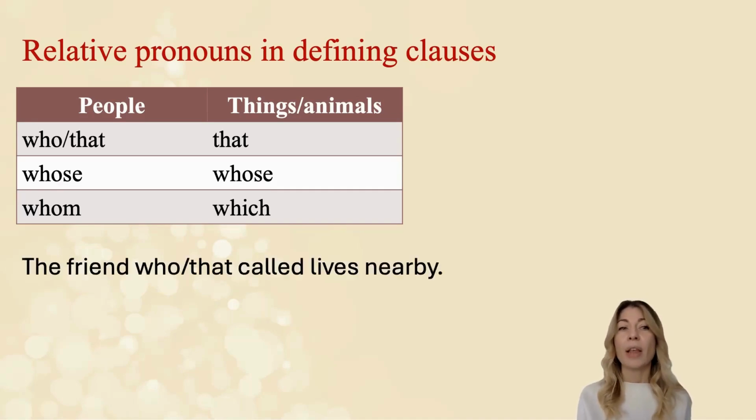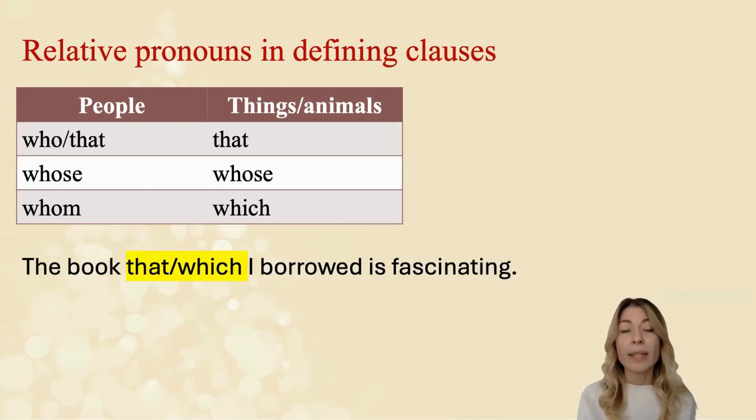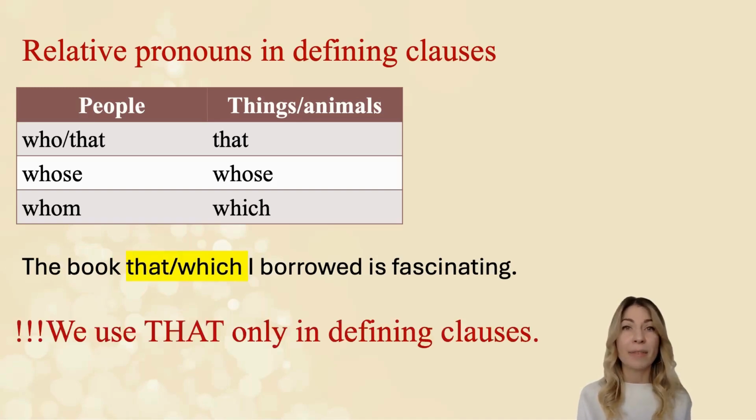Let's look at this sentence. The friend who or that called lives nearby, right? So you can see that this is essential information, because if I'm saying the friend lives nearby, it's not clear which friend I'm referring to. Yes? Okay. So if you look at this sentence, the book that I borrowed is fascinating. This is about the book, a thing, and still I'm using that or which. You can see that can be used interchangeably with people and things in defining clauses. Please remember, only in defining clauses, because that's very essential.